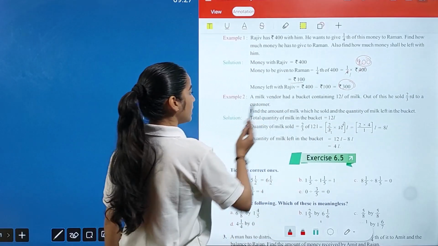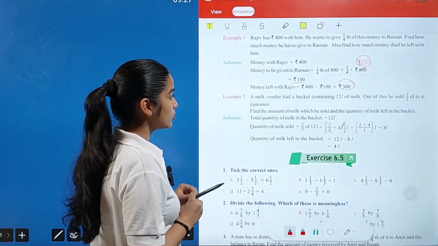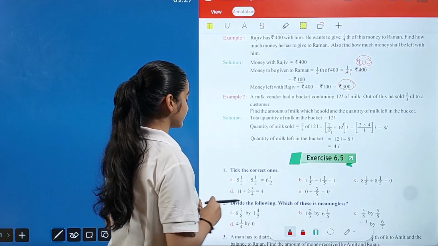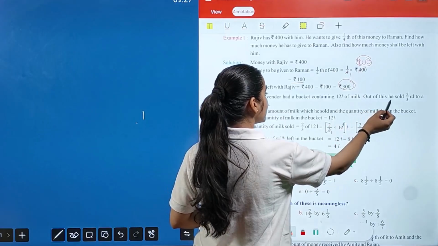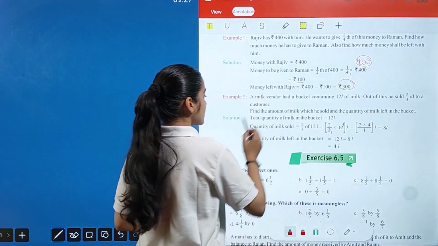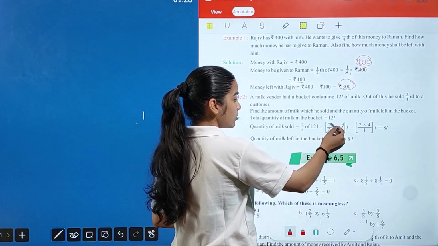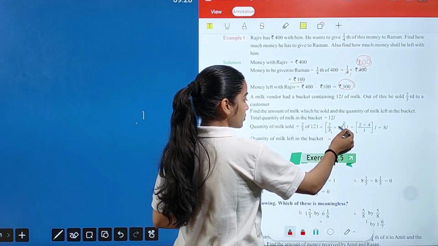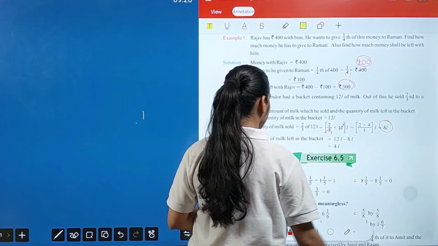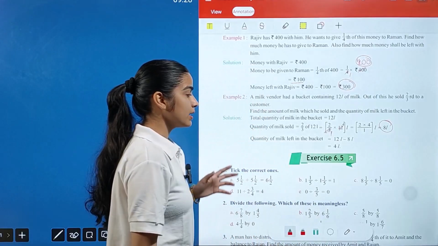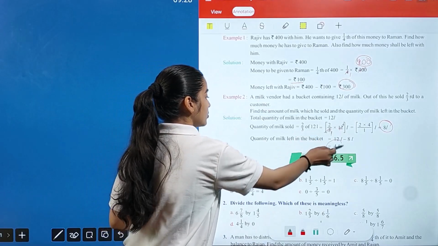Now a milk vendor had a bucket containing 12 liters of milk. Out of this, he sold 2/3 to a customer. So you have to find 2/3 of 12 liters. So 2/3 of 12 liters, 2 upon 3 multiplied by 12. You will get your answer 1 and 4. 4 twos are 8 liters is totally sold by him. So you have to subtract 8 from 12. You will get 4 liters.